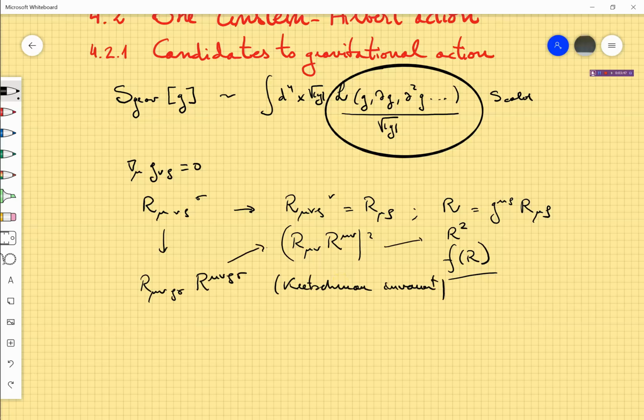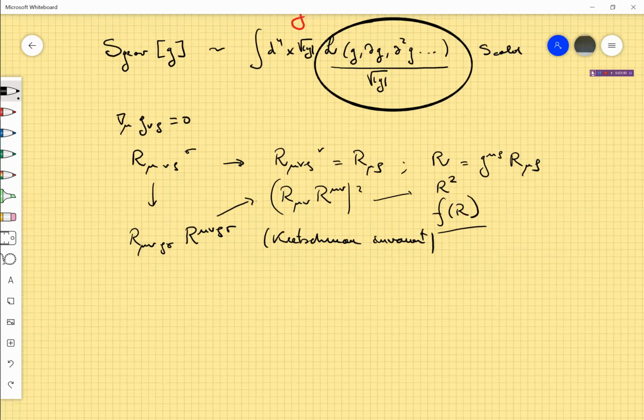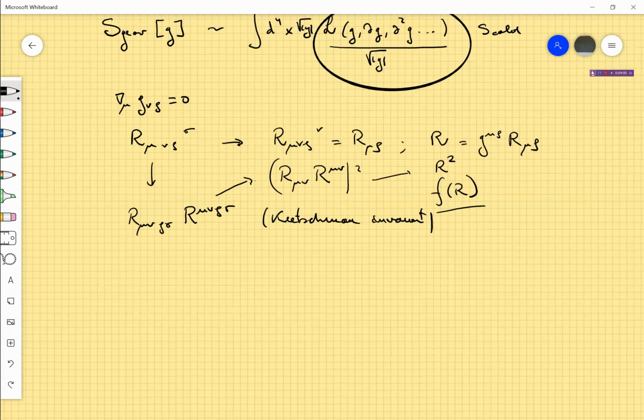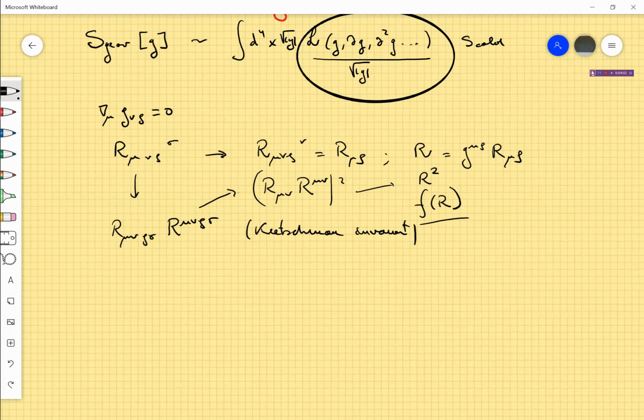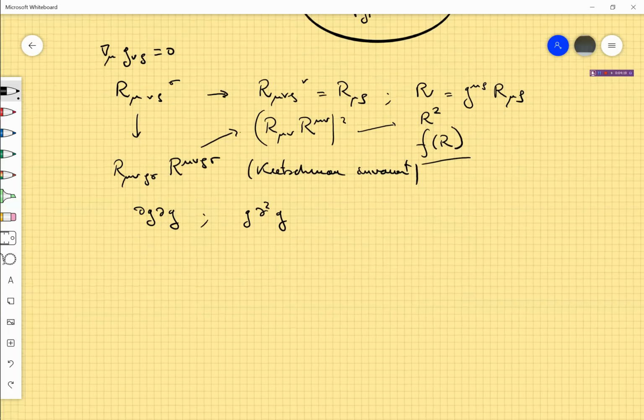There are many possibilities. However, we know that theories that contain derivatives equal or higher than 3, so higher than 2, in general lead to pathologies. So on general grounds, we want to avoid that, and we are going to consider only Lagrangians that only contain 2 derivatives. So this kind of thing is allowed. This kind of thing is also allowed because the difference is a total derivative, so they are kind of equivalent.